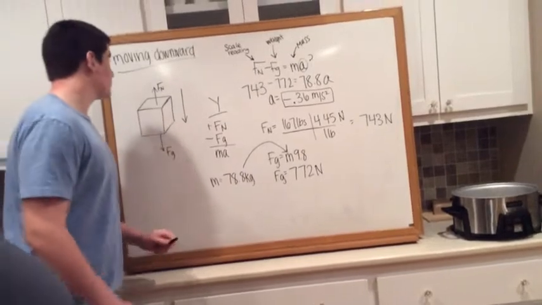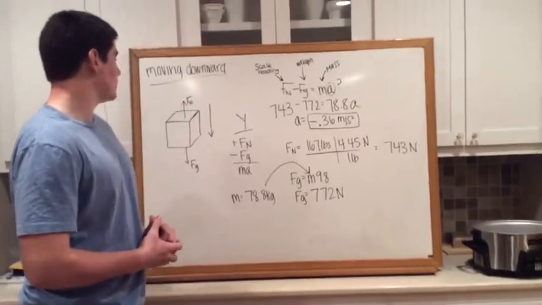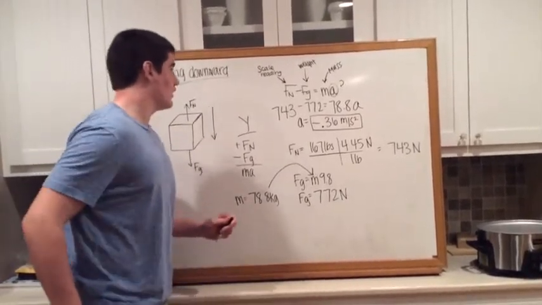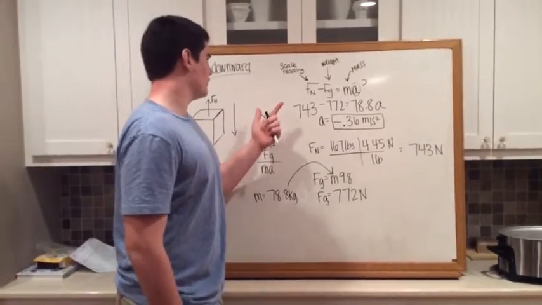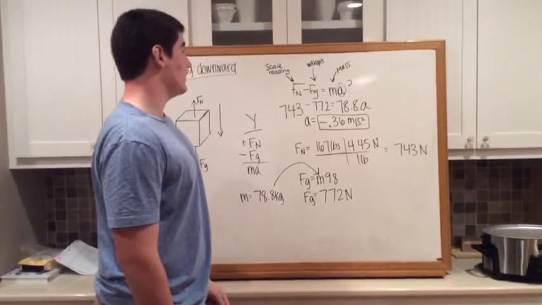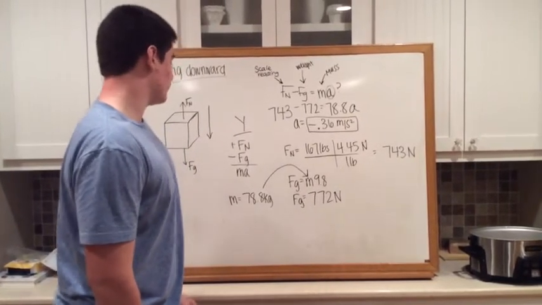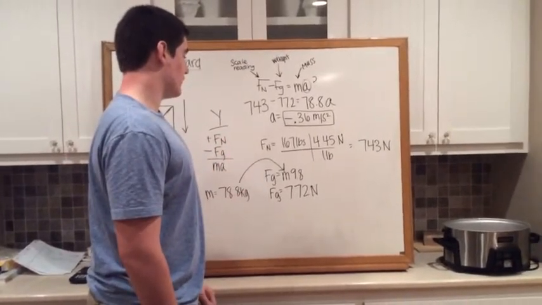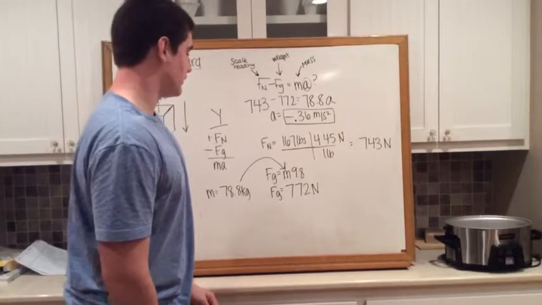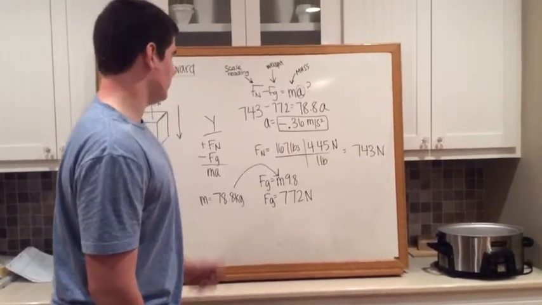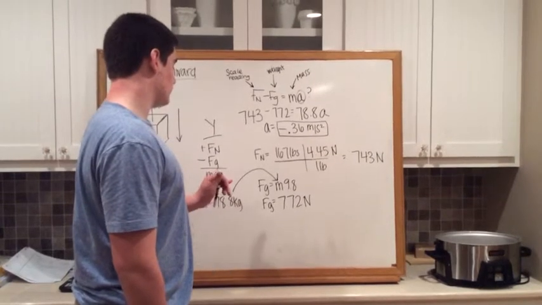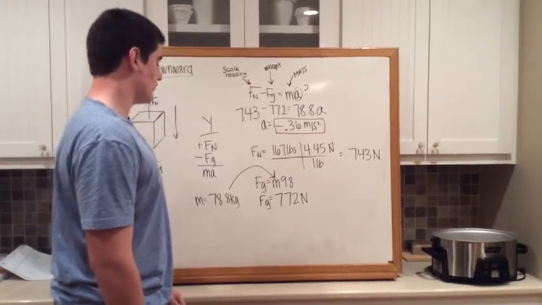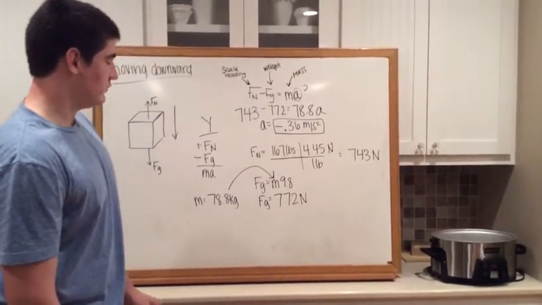Now we will find the acceleration of the elevator moving in a downward direction. Since we're talking about going up and down, we'll only use the y components of this formula. The formula we're using is normal force minus force of gravity equals mass times acceleration. To find the normal force, we do 167 pounds times 4.45 newtons, which gives us 743 newtons. Then we also need to find the force of gravity, so we use force of gravity equals mass times acceleration. Plug in 78.8 for the mass, and you get 772 newtons.